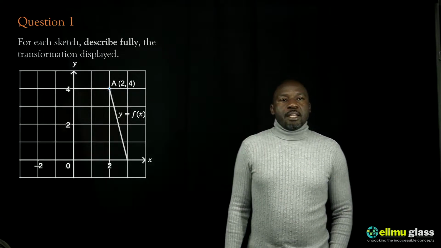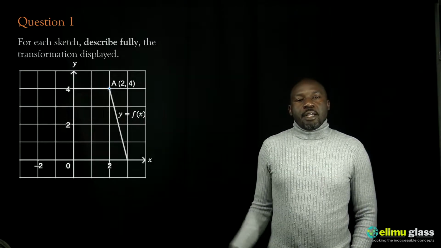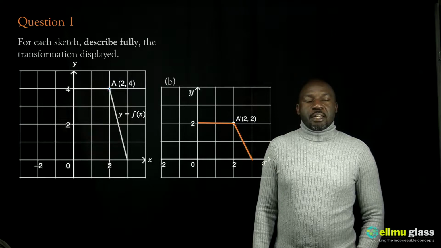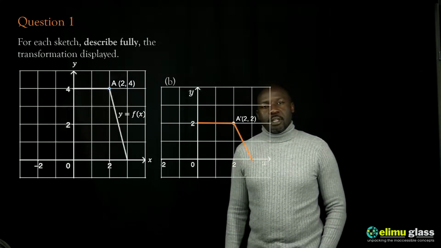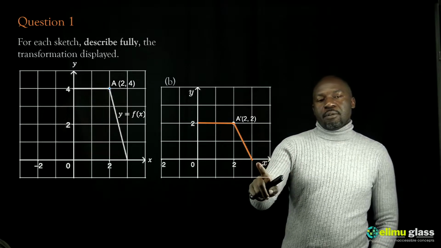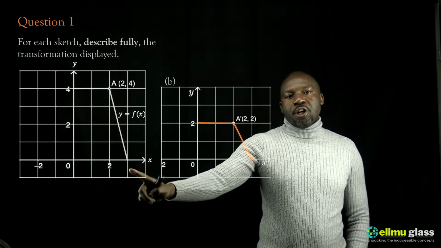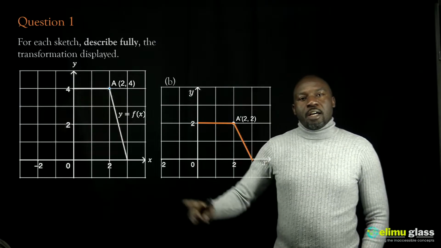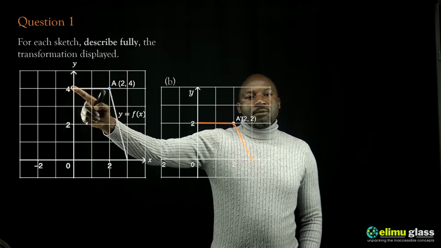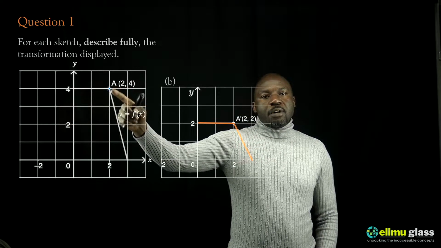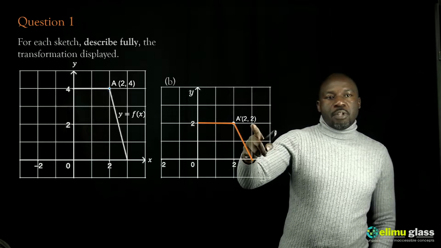The second one: here is the original function, and it becomes this. If we look at this carefully, the x-axis has remained invariant. So the point (3, 0) has not changed. The point that was at 4 has moved to 2. The y-axis at 4 has also moved to 2 there.